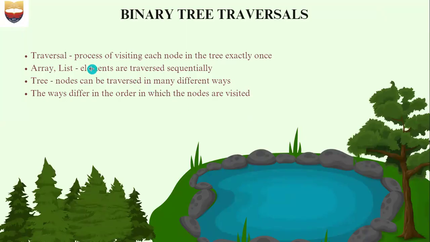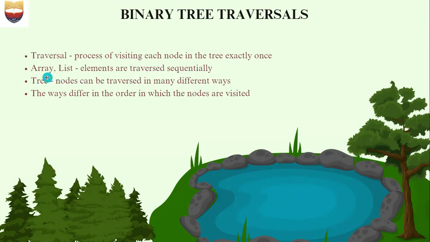Let us see what is traversal. Traversal is a process of visiting each node in the tree exactly once. Traversal in the sense visiting each and every node or accessing each and every node in the given tree structure in order to print them or in order to count the number of nodes in the tree.